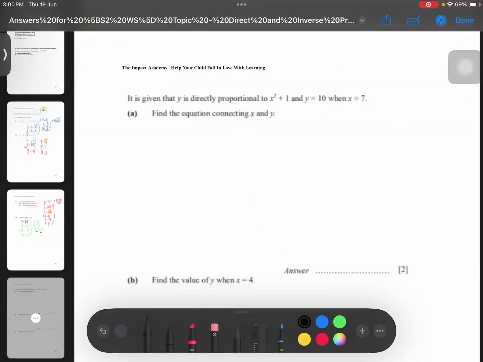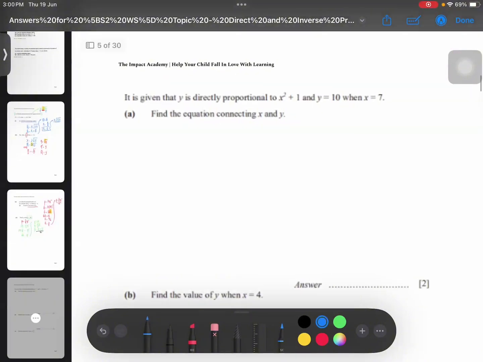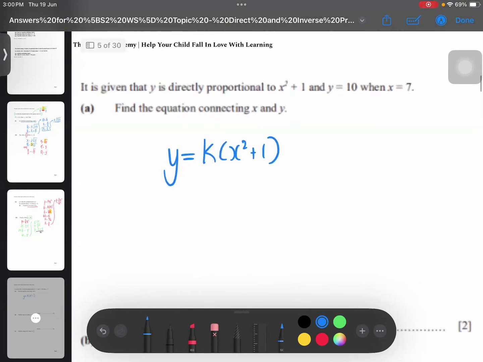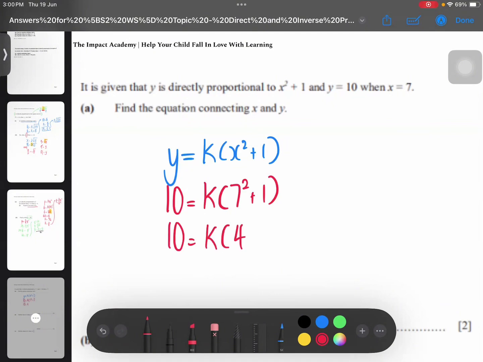Now then we continue on with our direct proportion. You can see, y is directly proportional, so k bracket x squared plus 1. Can you understand? All right, and y equals 10. Y equals 10. 10 equals k bracket x squared, which is 7 to the power of 2 plus 1. Can you understand? So 10 is equal to k bracket 49 plus 1. 10 is equal to k bracket 50. Make sense or don't make sense?